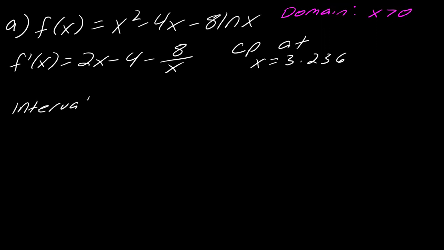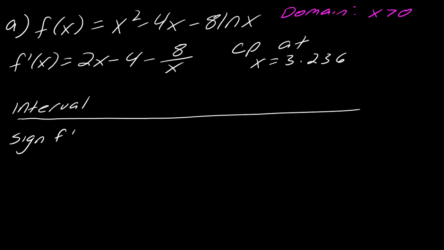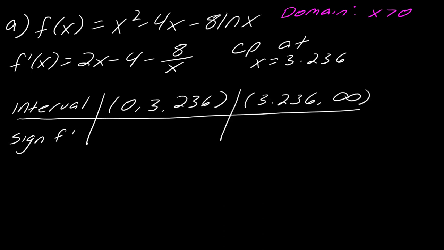So I'll have my interval, and I'll have my sign of f prime, so I'll go ahead and set this up. Okay, now for test points here. You can actually figure out whether these intervals are increasing or decreasing just by a strategic choice of point. For instance, in this interval, 1 is a good choice because this comes out to 2 minus 4 minus 8.